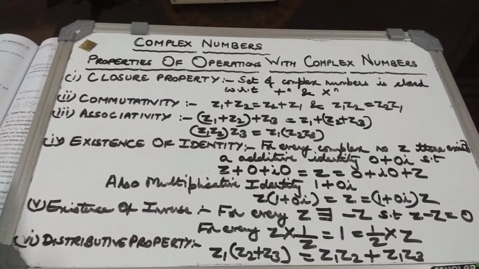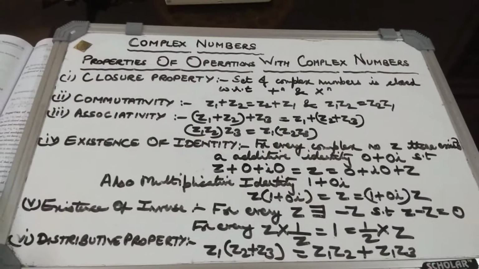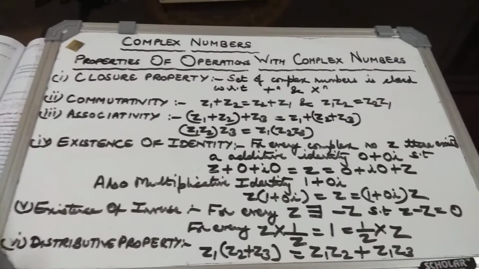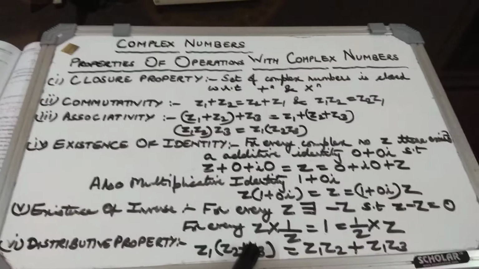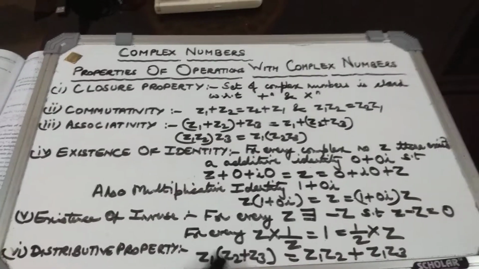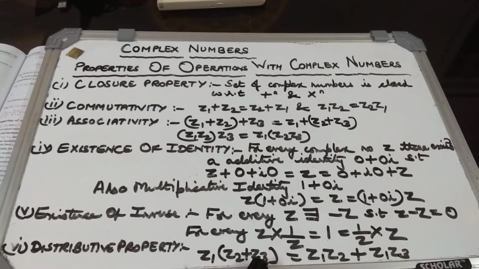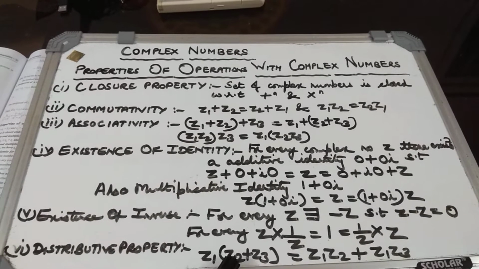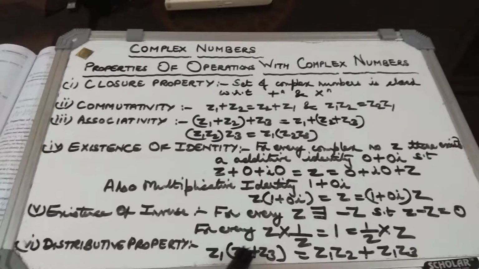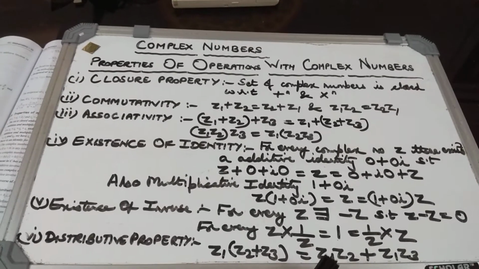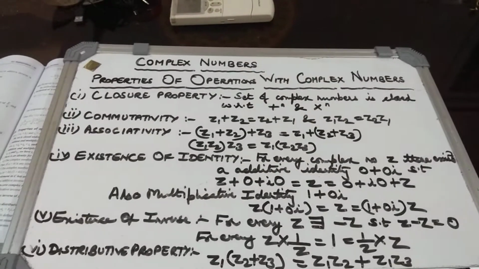Now the next property is again a very important property, the distributive property. That is, if you have three complex numbers, then multiplication is always distributing over addition. So z1 within bracket z2 plus z3, if three complex numbers are being operated with plus and multiplication sign, then multiplication is distributed over the elements of the bracket. Hence, equals z1 z2 plus z1 z3. This is simply the opening of brackets.